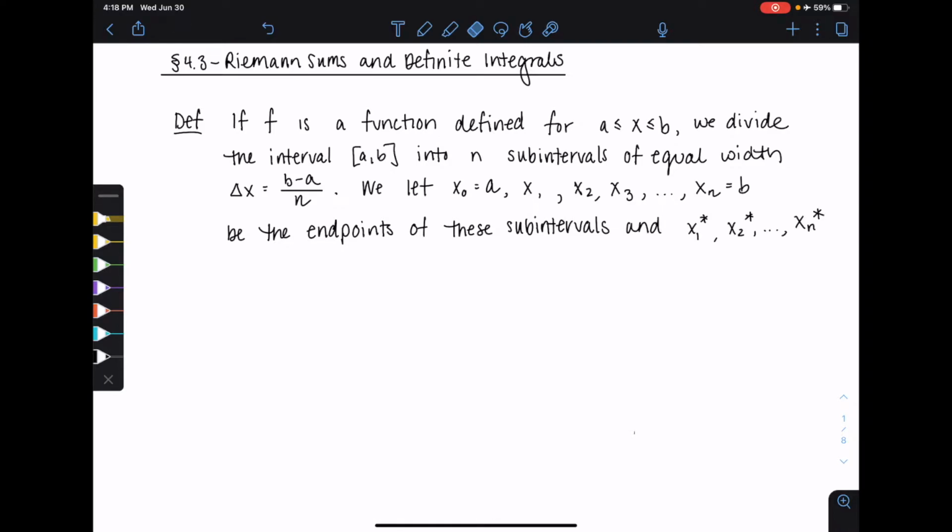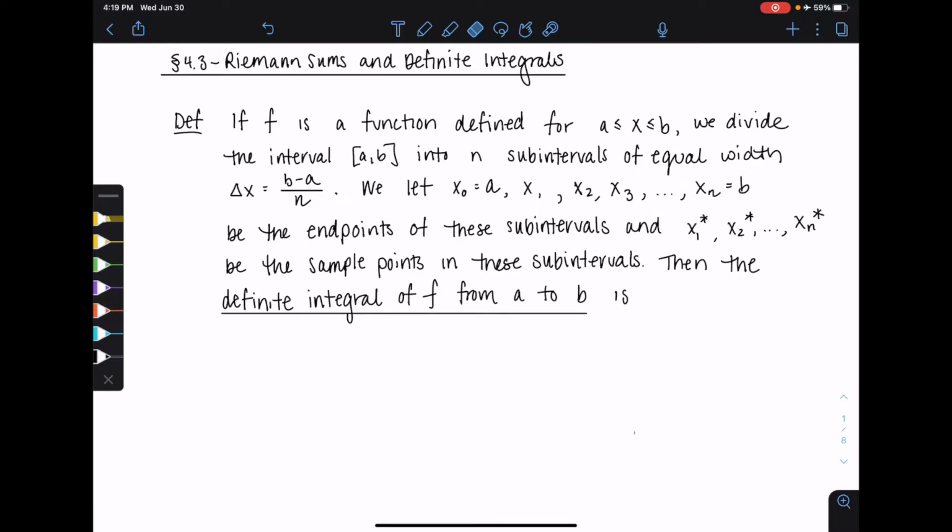And x1 star, x2 star, all the way up to xn star are going to be the sample points we pick in those subintervals. So if I want to figure out the true area under a curve, remember we're going to take the limit as n approaches infinity of the sum of those approximating rectangles. This is exactly what the definite integral of a function is from a to b. So we're going to put our function inside that integral. The bounds from a to b are going to indicate what values x is changing between. So this is going to give me the area under the curve, f of x, from a to b.